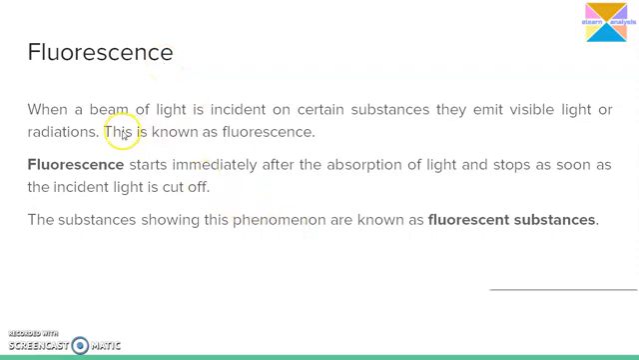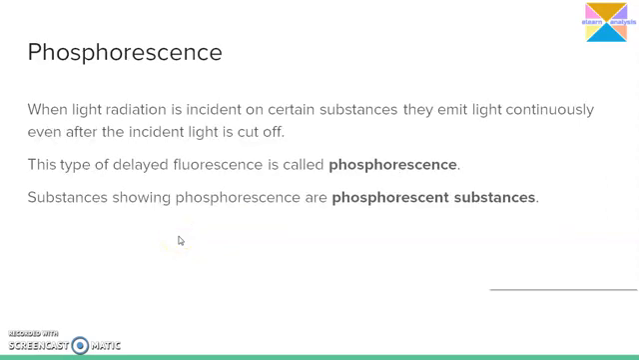So this is what we define fluorescence as. Coming to phosphorescence, phosphorescence is another kind of fluorescence, but somewhat different. We'll understand how different this is. When light radiation is incident on certain substances, they emit light continuously even after the incident light is cut off. So it means the same molecule which we took for understanding the fluorescence.